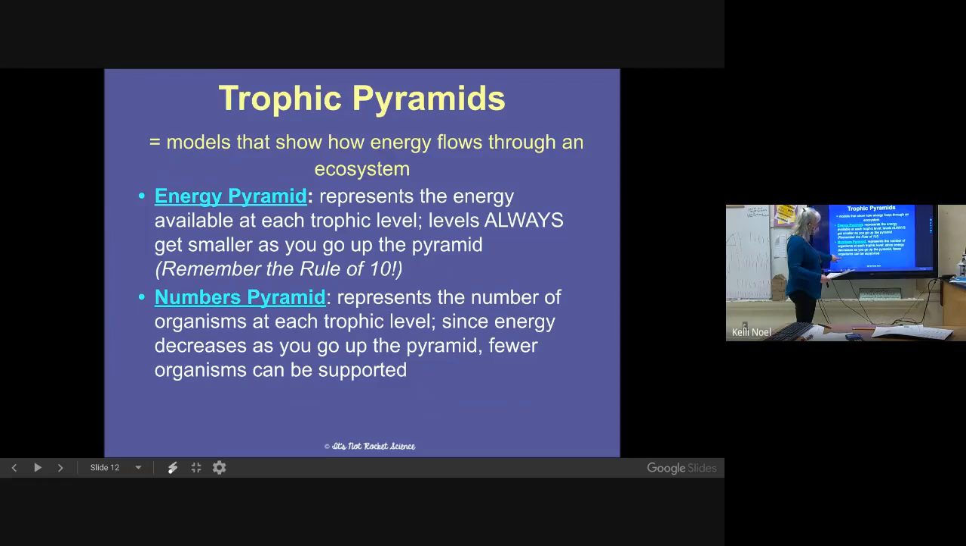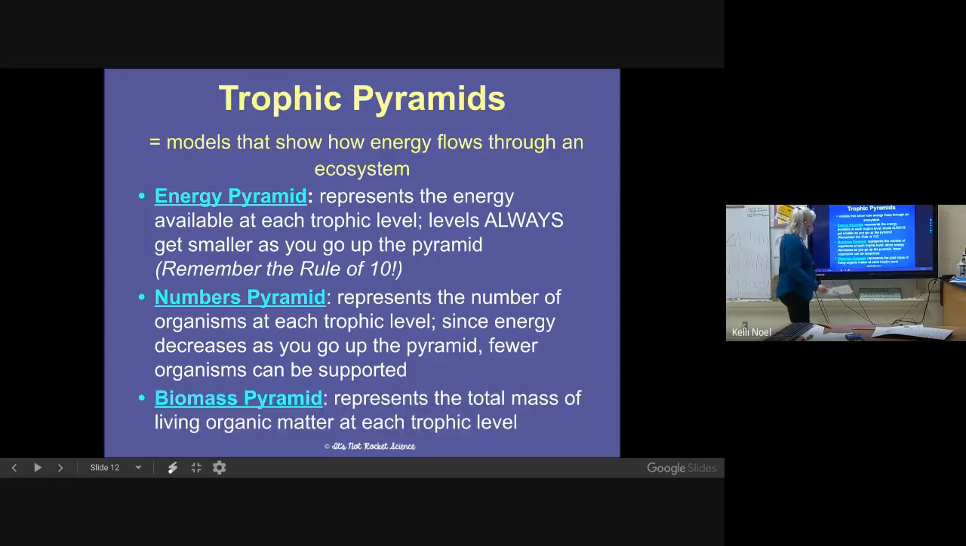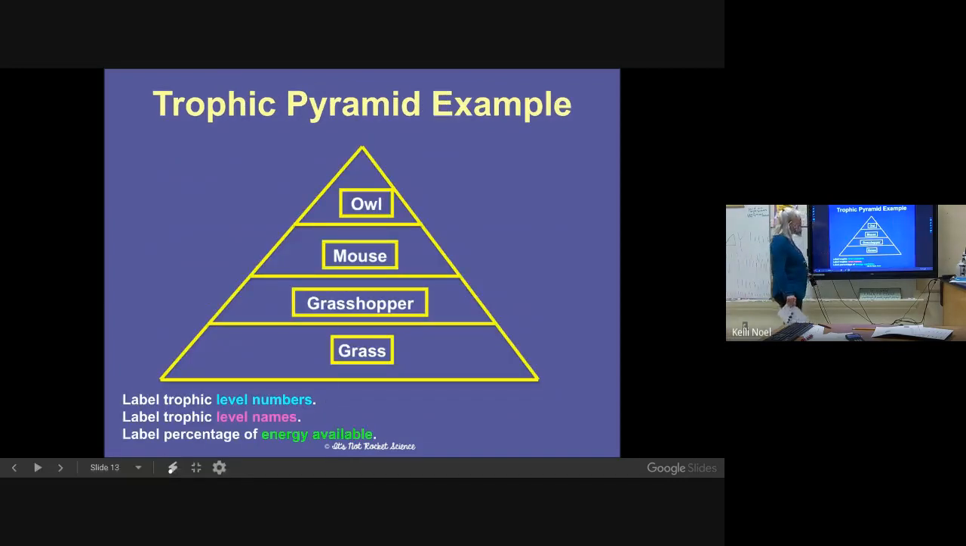Then we have what is called a biomass pyramid, and it is going to show the total mass of living organic matter at each trophic level. We're more concerned about the energy pyramid. So here's an example. Fill this in on your note sheet. Here would be an example of an energy pyramid.